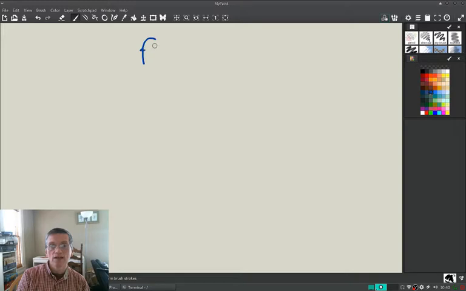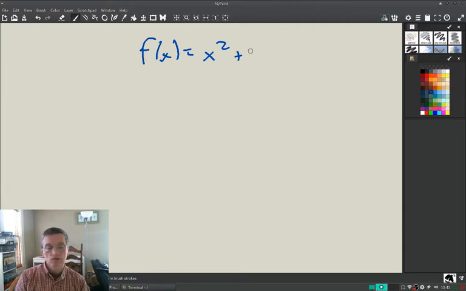What if we had f of x equals x squared, let's make it minus 4x. I have a little flashing light telling me I've run over 10 minutes. I try to keep these under 10 minutes. Oh, this one, let's see.